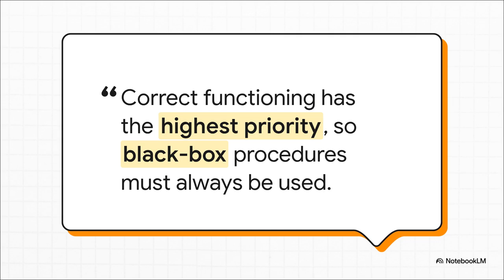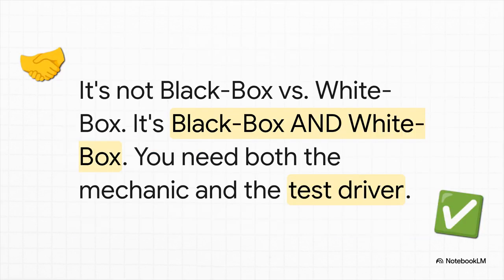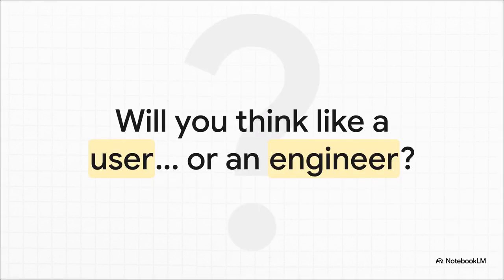And ultimately, the user's experience and the software's functionality are what matter most, which is exactly why you can never skip the black box approach. So the real takeaway is that for truly robust, high-quality software, you need both perspectives. It's not a choice. You need the mechanic and the test driver. One looks at the what, and the other at the how. Together, they give you the complete picture of quality.